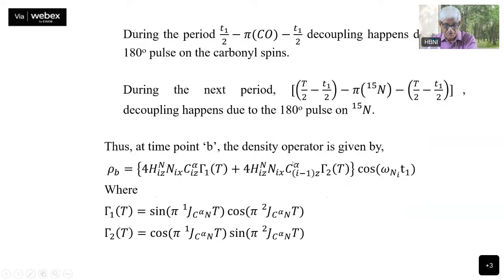Thus, at time point B, the density operator is given by, only the results are given here, remember. So only the results of the extensive calculations are given here, which are sufficient to understand how the pulse sequence has been working.